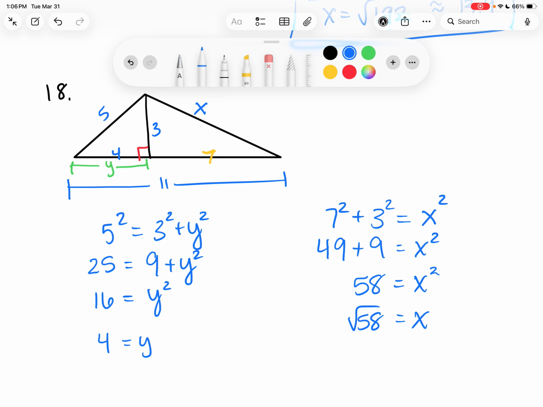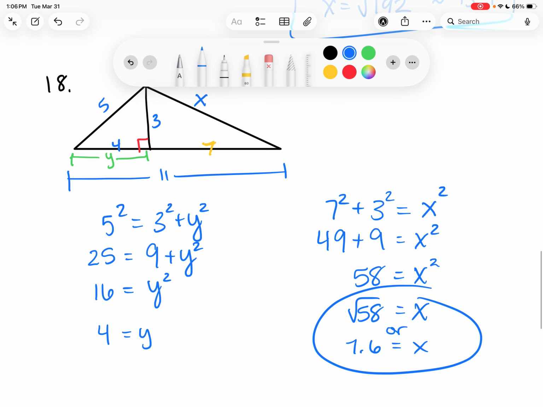Is that a perfect square? No. What's that as a decimal? 7.6. So again, either way would be fine. And remember, I wouldn't recommend you put x over here because this is going to confuse you. That's why I chose y to be my variable when I was solving this first one. So just make sure you watch for that stuff.